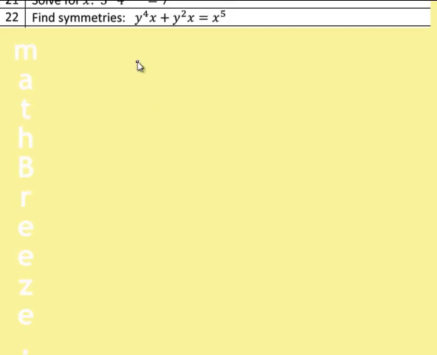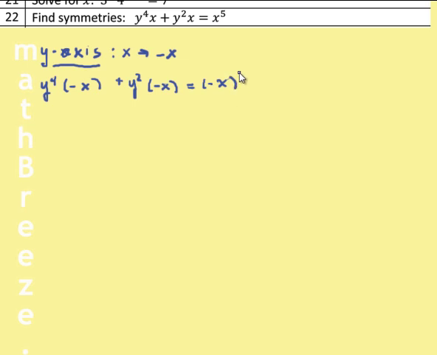In 22, we want to find symmetries. So let's first look at y-axis. Y-axis symmetry, we replace x with minus x. So let's do that. So here we have y to the fourth minus x plus y squared minus x is equal to negative x to the fifth.